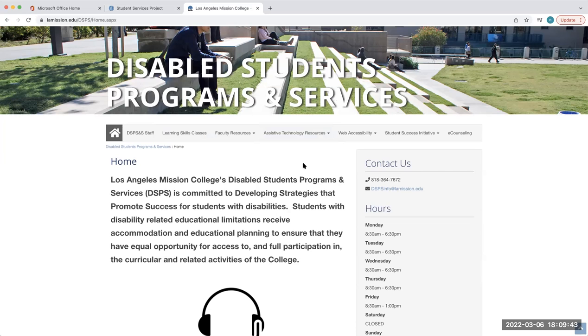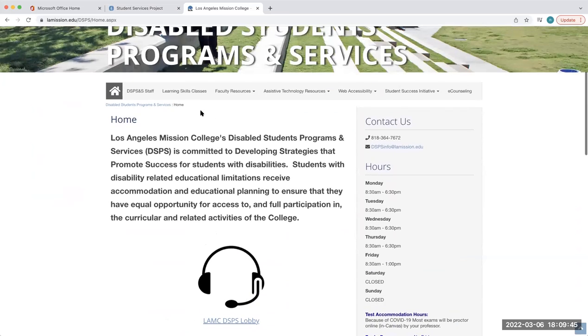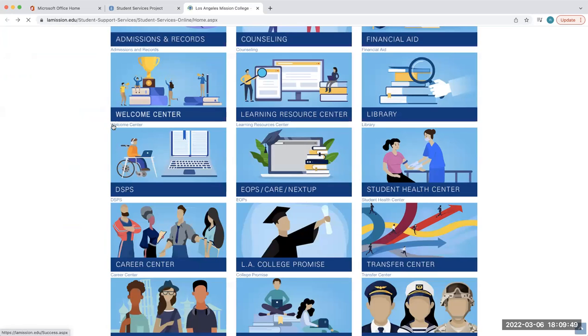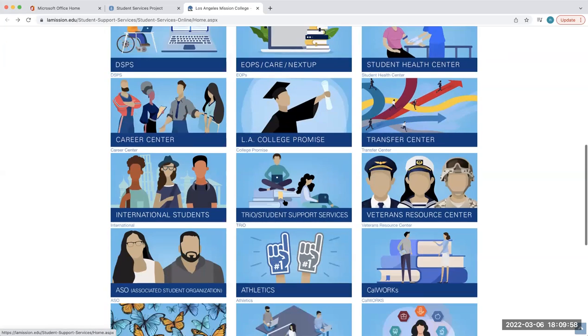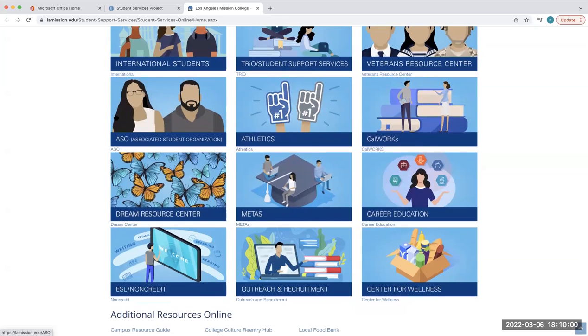They're going to be your go-to counselors. You can learn about the resources that they provide. For other things, Transfer Center, if your goal is to transfer to a university, that's going to be one of your go-to counseling offices, and so on. So this really is a great resource and really easy to go through.